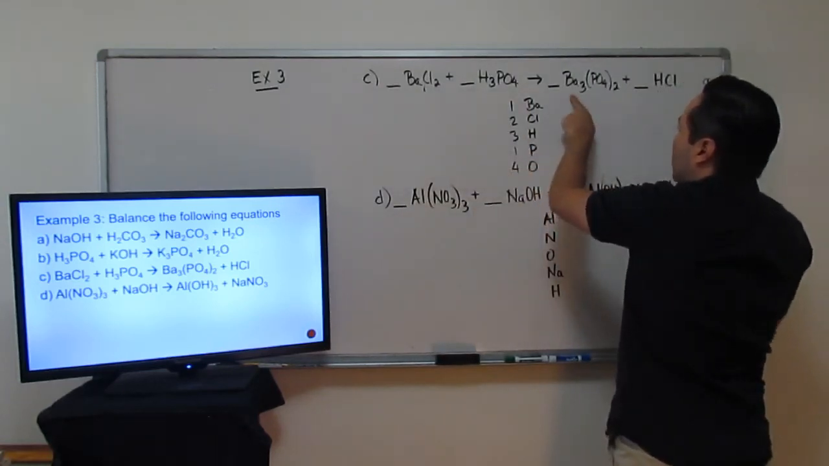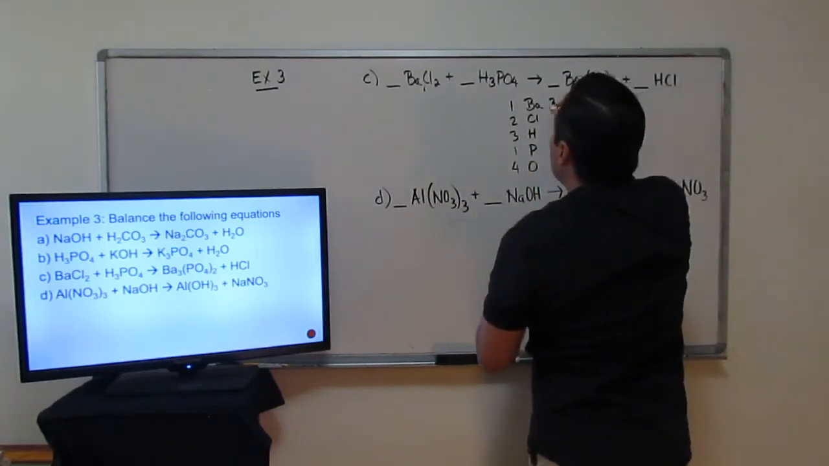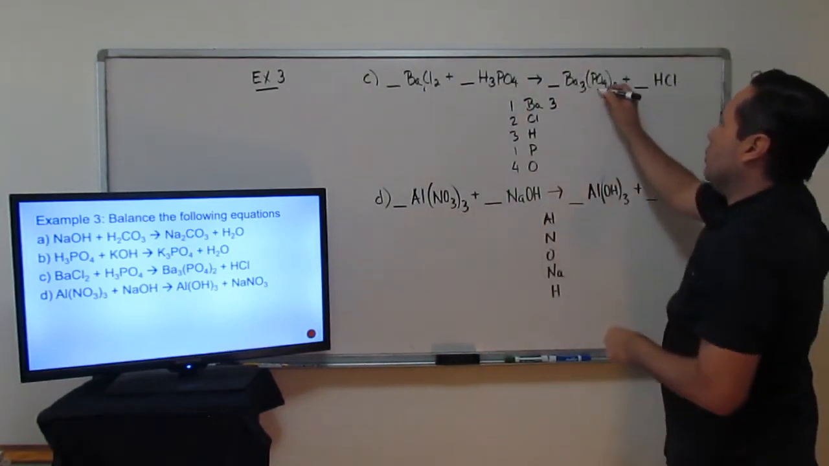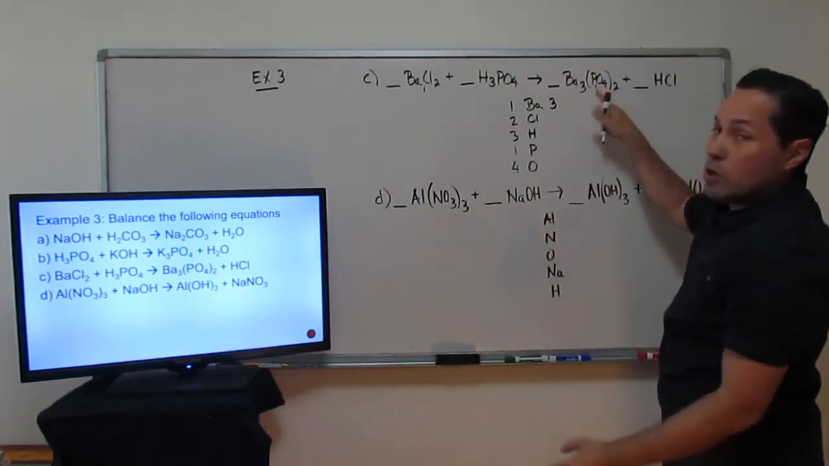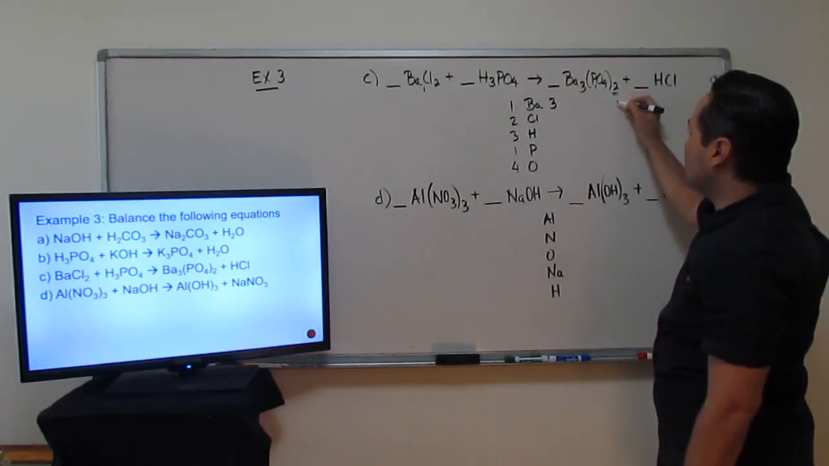On the right side, I'm going to go ahead and put these guys right here. There's 3 Bas. Now, how many phosphors are there? There's 1, since there's no number. But notice how it's in parentheses, and there's a 2 outside. So you distribute that number as well.